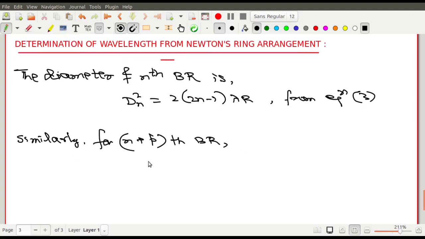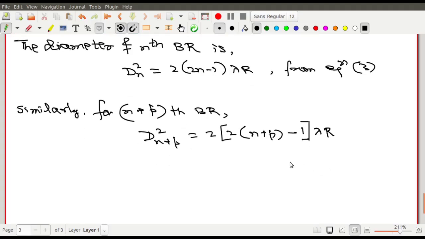For the (n plus p)th bright ring, it should be d(n plus p) whole square, and that will yield 2 into, with n replaced by n plus p. Suppose I take the diameter of the 10th ring and the 15th ring. The p value is 5 in that case. That corresponds to some lambda times r. Everything is well and fine so far.